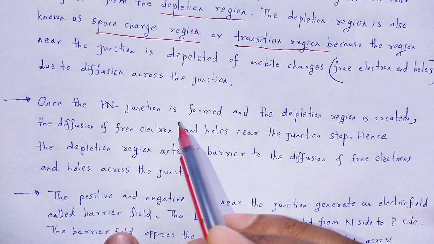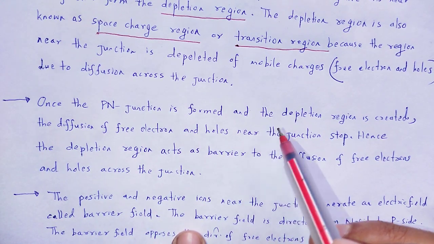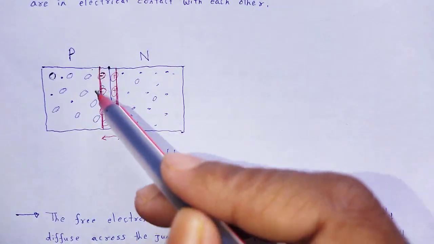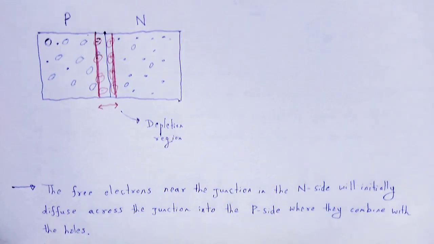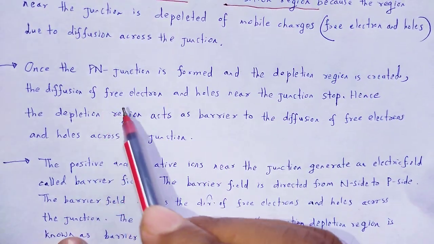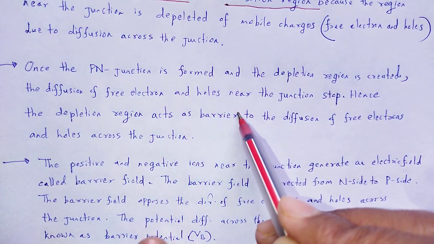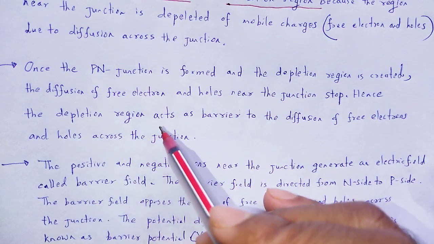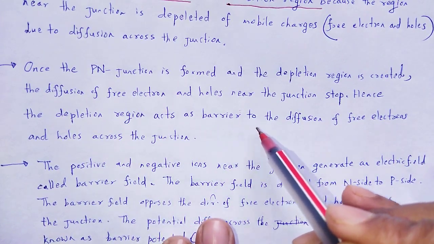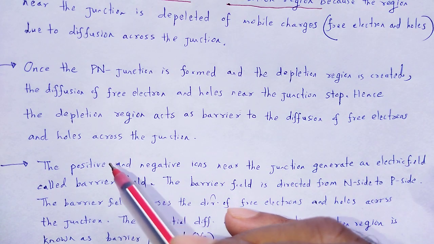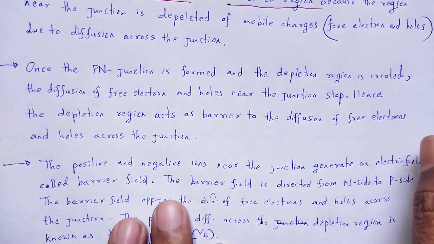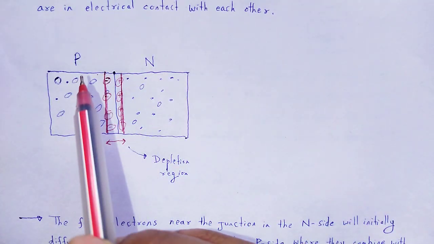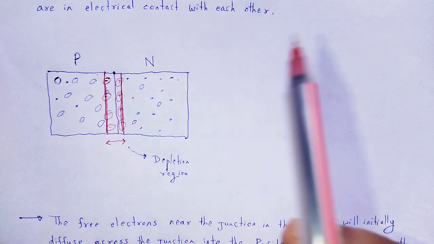Once the PN junction is formed, the depletion region is created. Then the diffusion of free electrons and holes near the junction stops. Hence, the depletion region acts as a barrier to the diffusion of free electrons and holes across the junction. After diffusion stops, it behaves like a barrier.